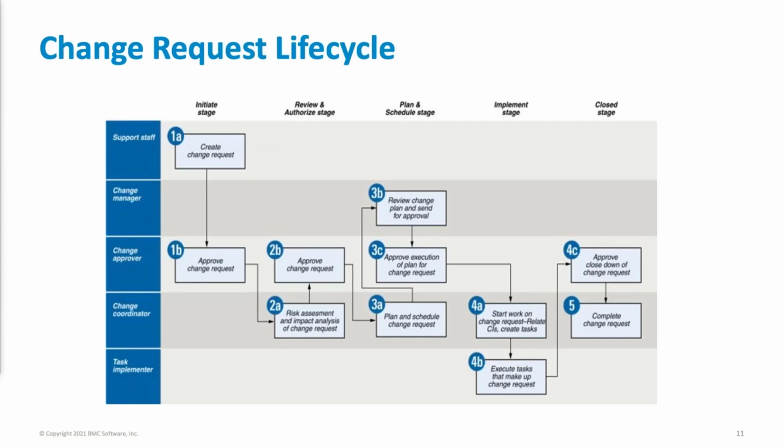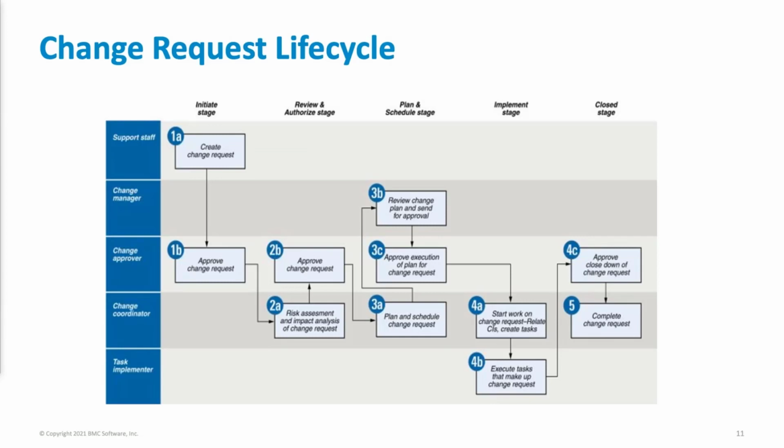There are various stages when a change request is submitted and it's closed. The first stage is initiate stage. Here, support staff submits a change request, and based on approval configuration set up for this stage, change is approved or rejected by approver. Next stage is review and authorize stage. In this stage, change coordinator fulfills some of the information like impact, risk assessment, priority, etc., and sends change request for approval only if it is configured for this stage.